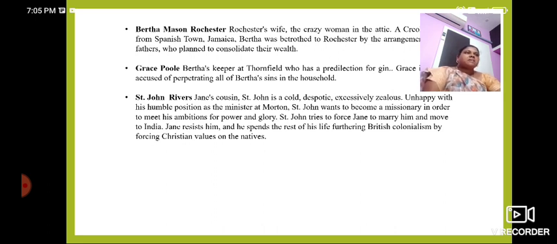The next character is St. John Rivers, Jane's cousin. St. John is cold, despotic, and excessively zealous. Unhappy with his humble position as the minister at Morton, St. John wants to become a missionary in order to meet his ambitions for power and glory.